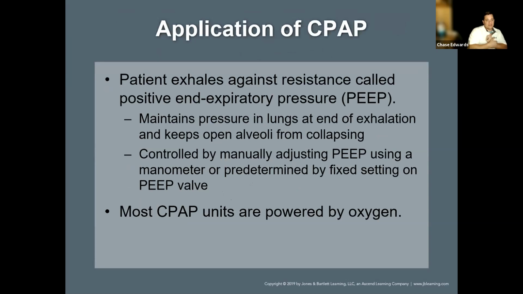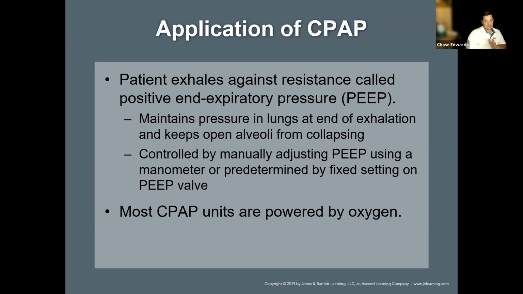So, applications of the CPAP. There are several varieties of CPAP units that are available. CPAP units are generally composed of a generator, a mask, a circuit that contains the corrugated tubing, a bacteria filter, and a one-way valve. The patient exhales against the resistance, called the positive end expiratory pressure, or the PEEP. The PEEP maintains pressure in the lungs at the end of exhalation and keeps the open alveoli from collapsing. So it's going to keep that. It's like pushing air, pushing that oxygen.